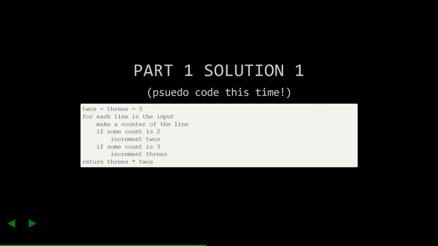In this case, the loop and check approach is pretty straightforward. For each line, we make a counter and record whether it counted something twice or 3 times, and then at the end we multiply them together.